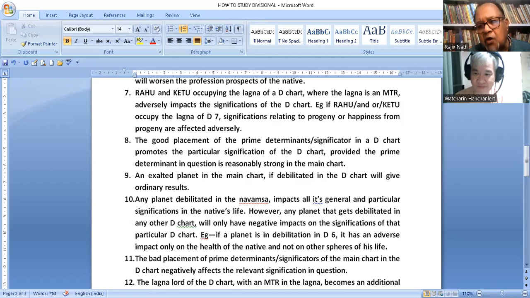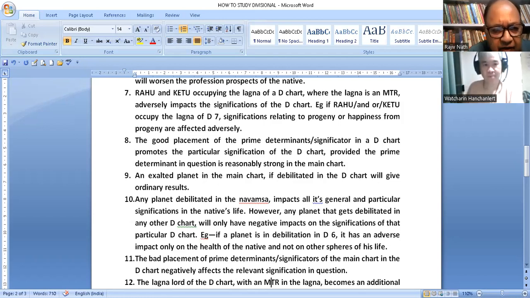But if it is strong and you see that it is going to give you results, then we have to check whether, on account of any reason, it is becoming weak in the D chart. For a strong horoscope or a strong planet, we have to invariably check the D chart.